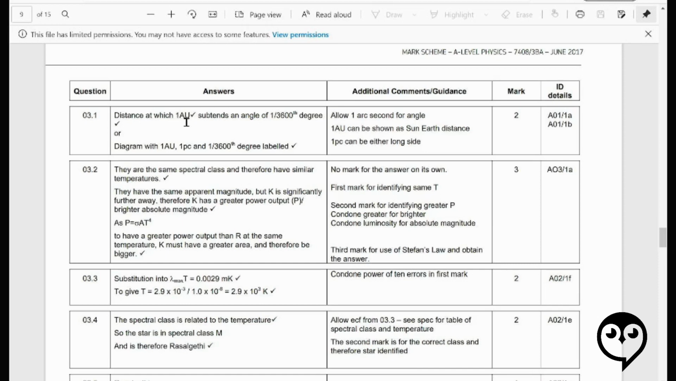The distance at which 1 astronomical unit subtends an angle which is 1/3,600th of a degree, okay, right? Or you can say an arcsecond if you like. That's fine, okay? Draw a diagram if you need. That's okay. You can draw a diagram, okay?